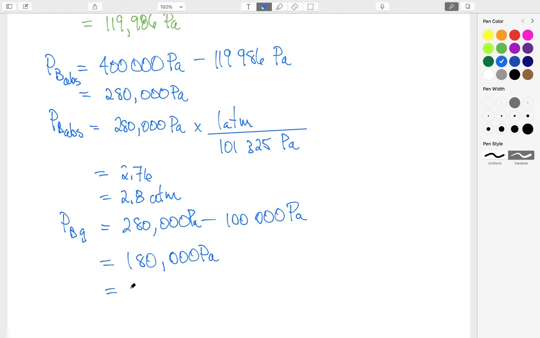So now, what is our gauge reading? Our gauge is reading 180 kilopascals. That's what they wanted the final answer to be in, 180 kilopascals. And the absolute pressure is 2.8 atmospheres. I think that covers everything. Hopefully that was helpful. And please, I apologize for some of the errors I made in my communication there.